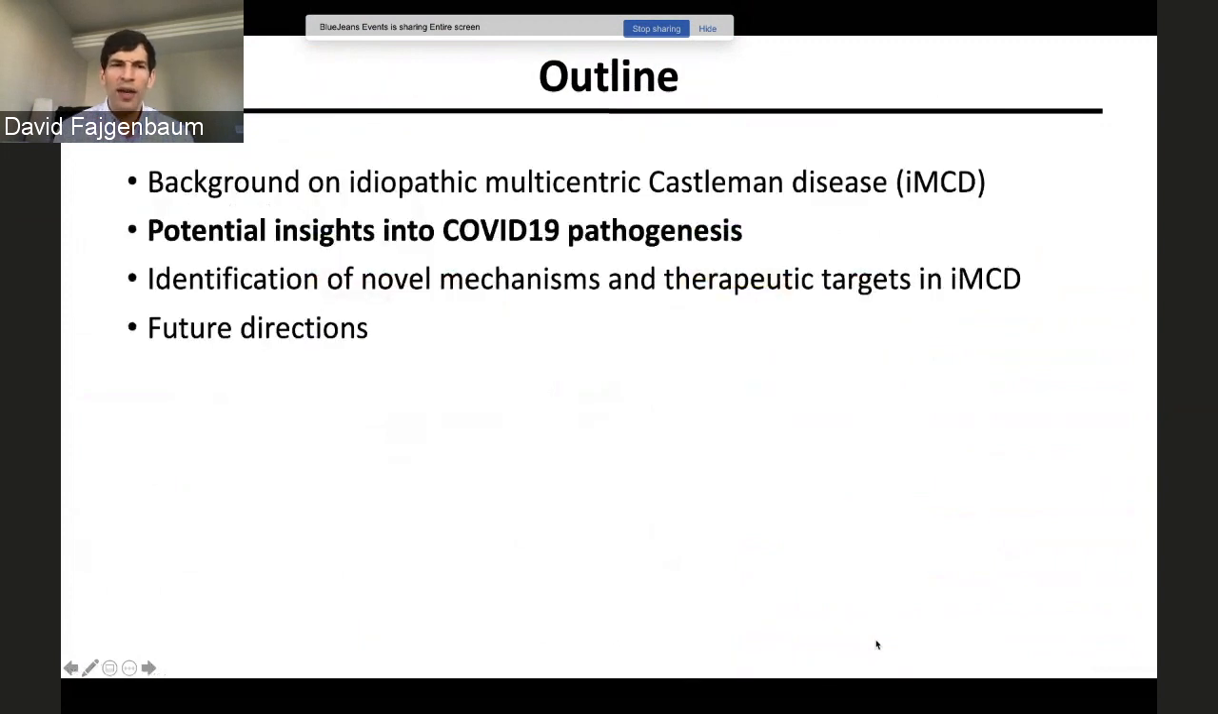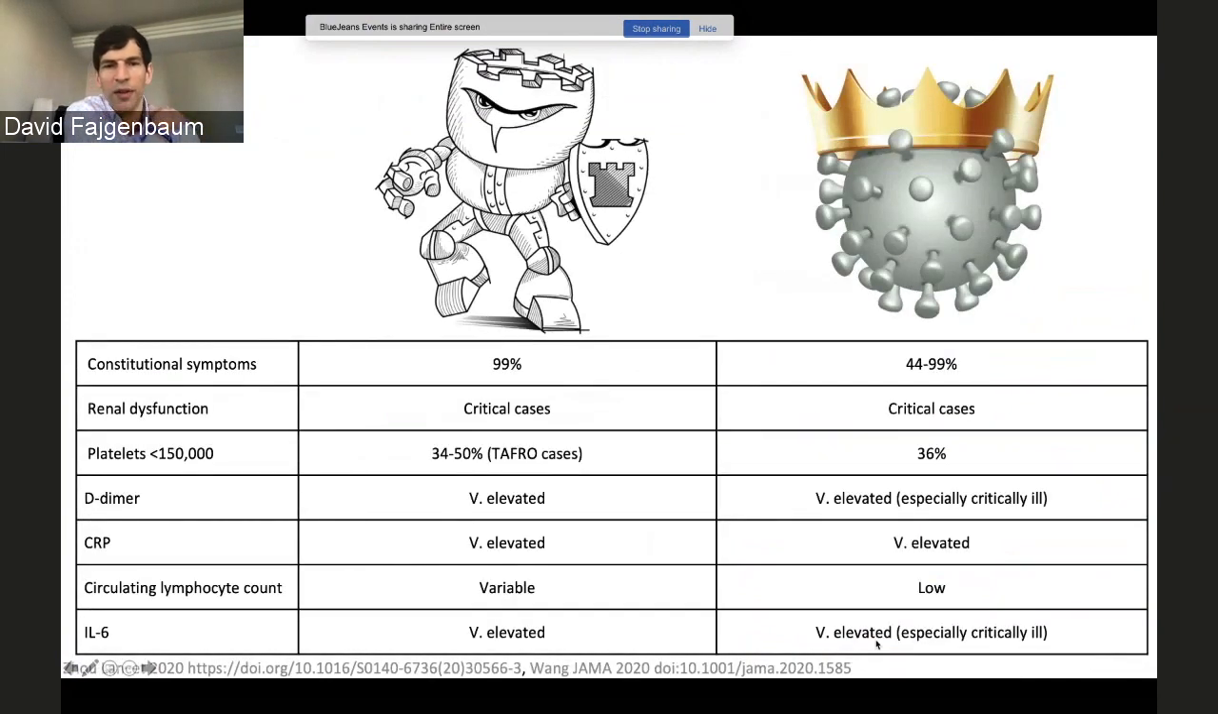So I wanted to now transition into some potential insights into COVID-19 pathogenesis. On the left column, you've got the Castleman cytokine storm, and on the right column, you've got the COVID-19 cytokine storm. And really, a couple of things I should highlight. The first is that all patients have constitutional symptoms, so that's flu-like symptoms, fevers, night sweats, that sort of stuff. What is becoming clear in Castleman's and also COVID-19 is that the most severe patients also demonstrate quite severe renal dysfunction and also cardiac dysfunction.